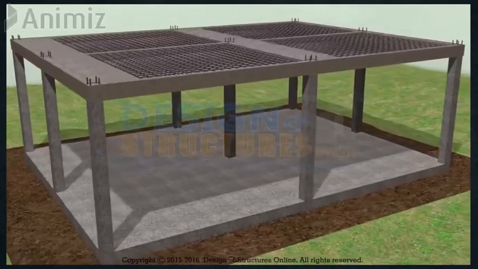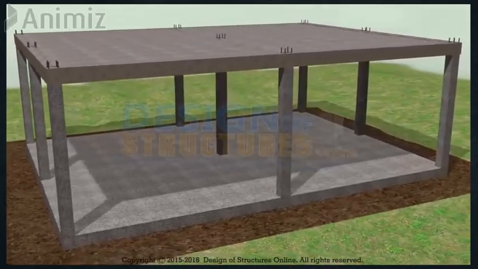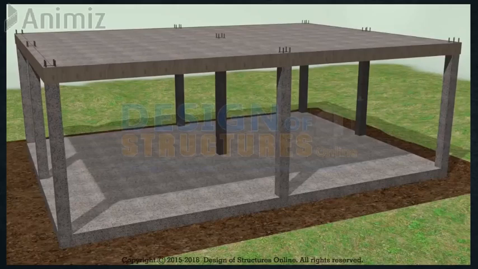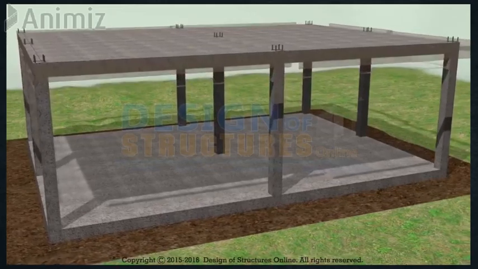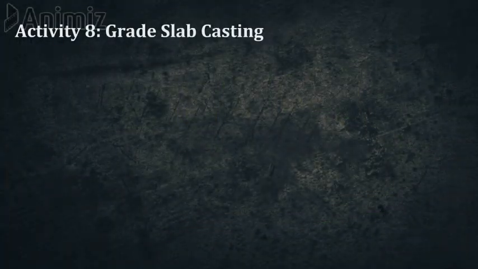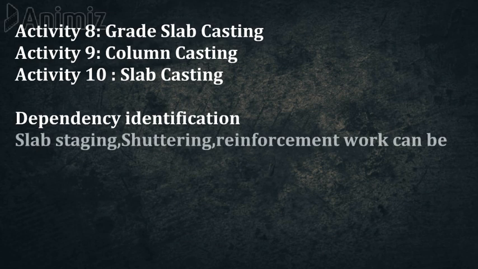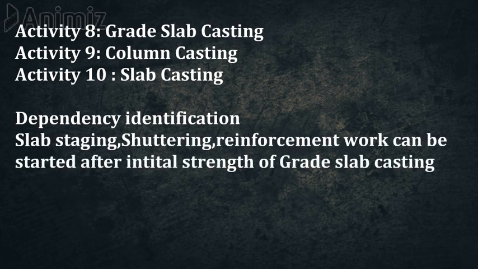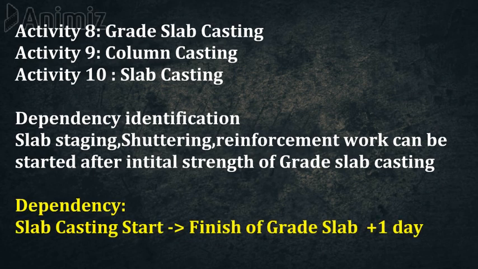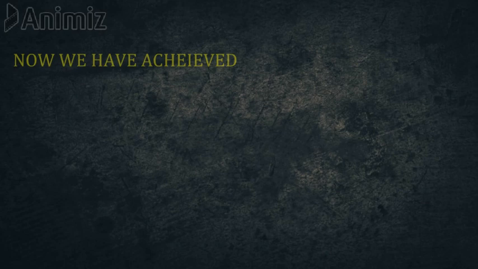Slab concreting: after the concreting of column, beam and slab concreting shall start monolithically. The top of floor beam and slab shall be maintained as per levels. Slab shuttering removal. Now it is very interesting to know that slab casting is not dependent upon the column casting but dependent upon the grade slab casting. So slab staging can be started as soon as the grade slab is cast and gains sufficient strength. So we can say slab casting start is dependent upon the finish of grade slab.